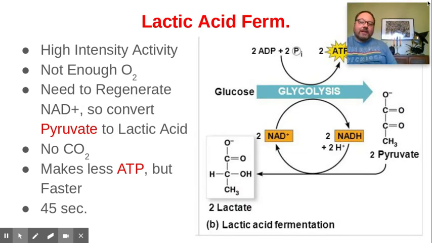So let's look at the idea of lactic acid fermentation. This is what happens to us during high intensity activity. So if you're sprinting, lifting heavy weights, doing something that engages a lot of muscles. So in the case of high intensity activity, you're going to go into oxygen debt. You're not going to have enough oxygen to send to your mitochondria to power the electron transport chain. So electron transport shuts down, citric acid shuts down. What do we have left?